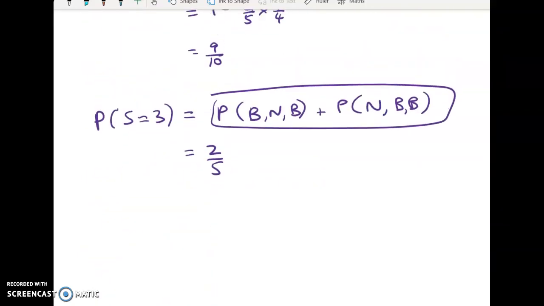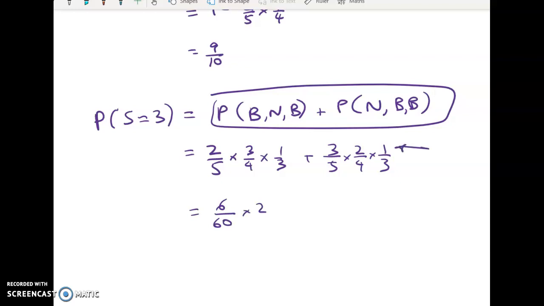So moving back down to here, you can do this with your tree. So 2/3 times 3/4 times 1/3 plus 3/5 times 2/4 times 1/3, which gives me 6 over 60 times 2, right? Because I've got the same numbers in here and the same numbers in here, which is not an accident, right? But that's how it works out. So we get 1/5 for that one.